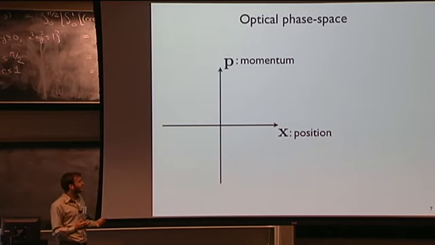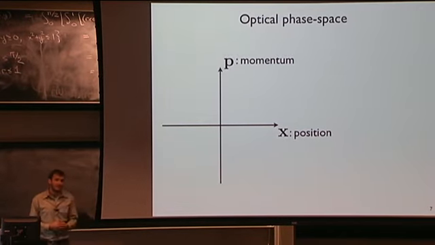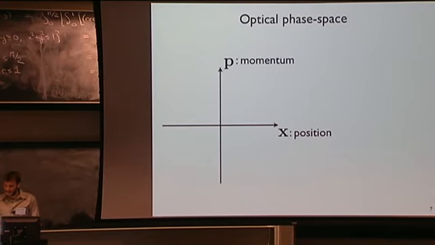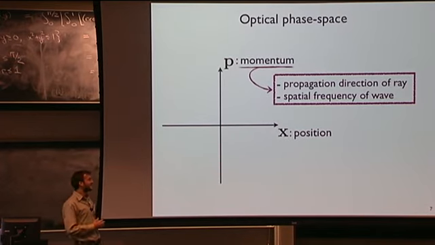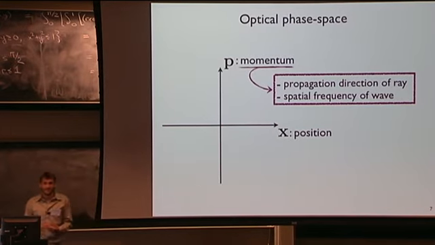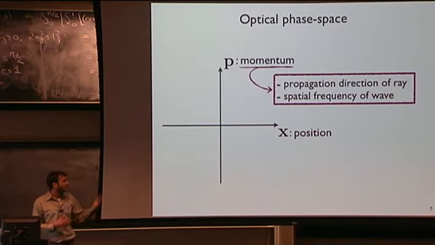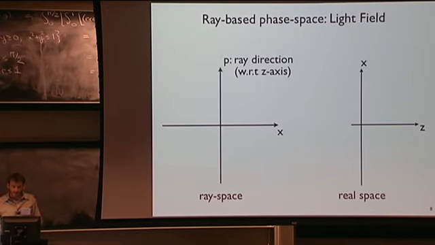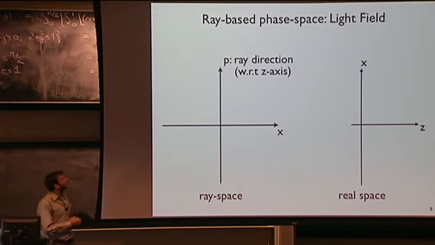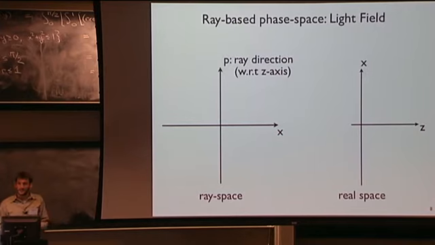So you could plot the position versus momentum of, let's say, a photon and see how it changes. But for us interested in computational imaging, it's sometimes more useful to just plot the propagation direction of a ray, or a related variable called the spatial frequency of a wave, which I'll explain in a second. Just sticking with the ray example for a second, the ray-based phase space is just like a light field, which many of you are familiar with.